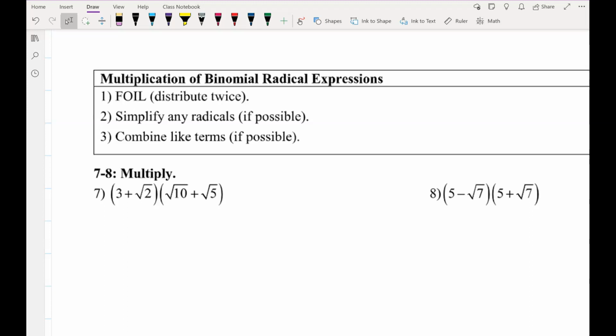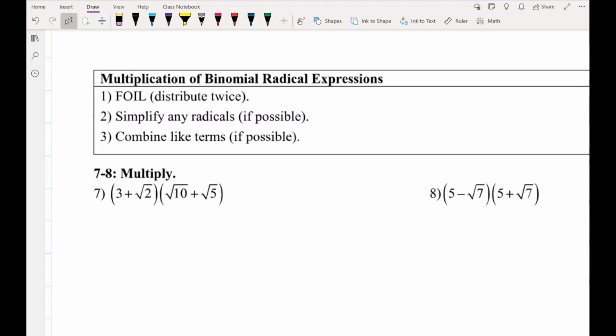Example 7 and 8, guys, are just multiplying binomials with radicals, okay? So here are some guidelines. You first need to FOIL them as you would when multiplying any two binomials. Then after that, you need to simplify your radicals when possible, and then you just add or subtract like terms, okay?